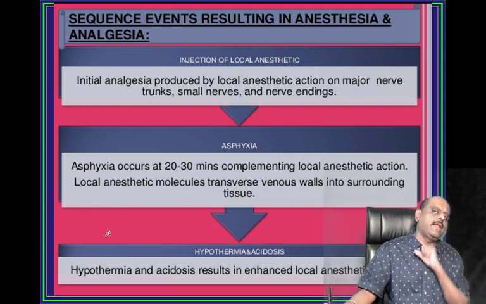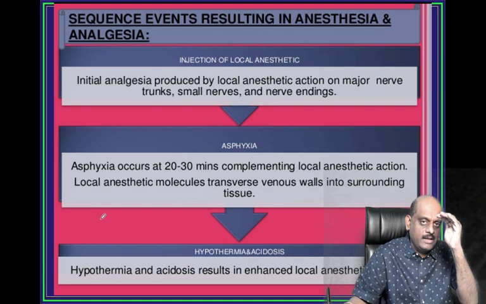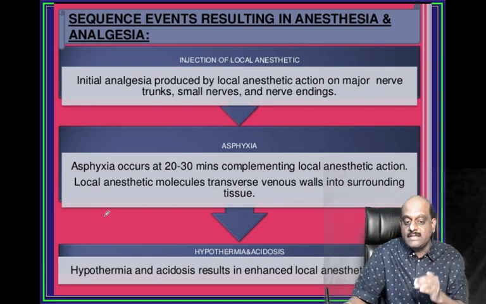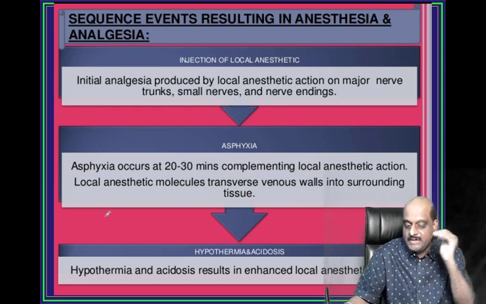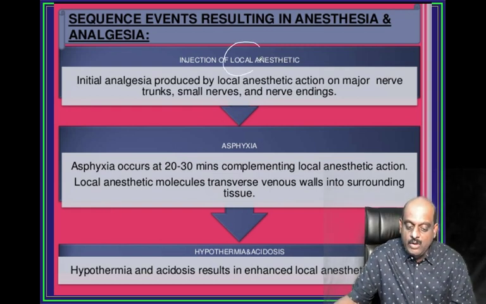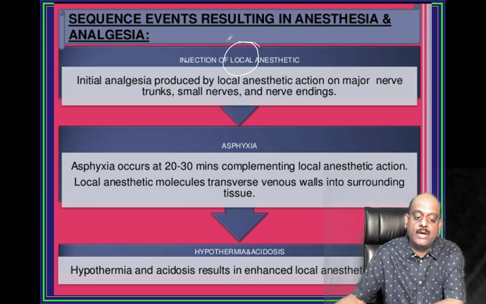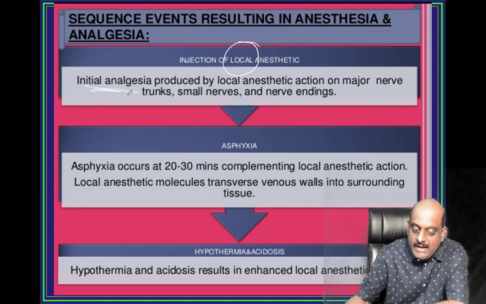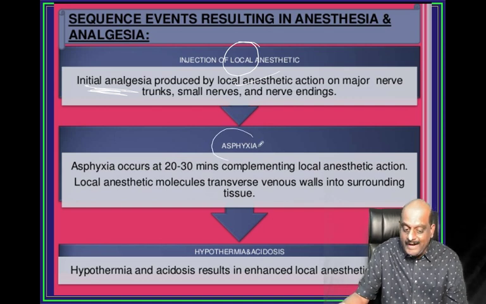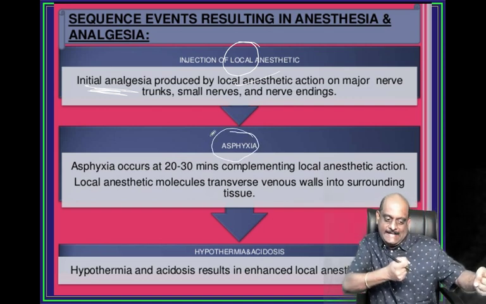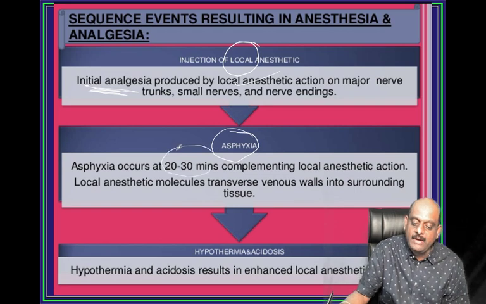When you do Bier's block, what provides anesthesia and analgesia? What is the reason for developing anesthesia and analgesia? Number one, you are injecting local anesthetic, so initial analgesia is produced by that local anesthetic. Then you are creating ischemia, practically, for 20 to 30 minutes.